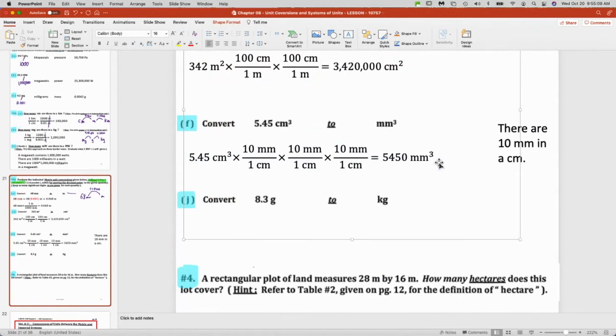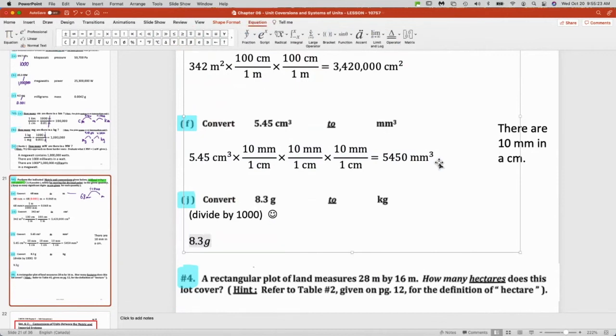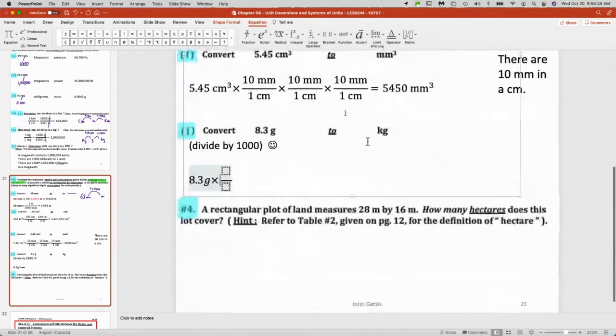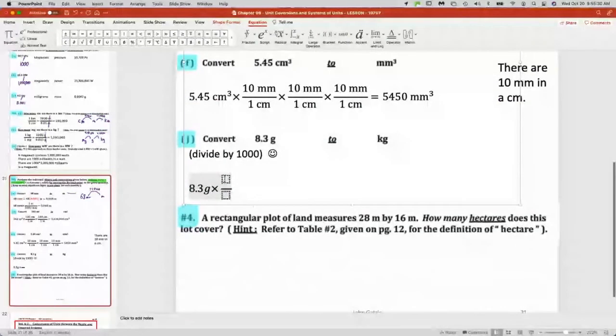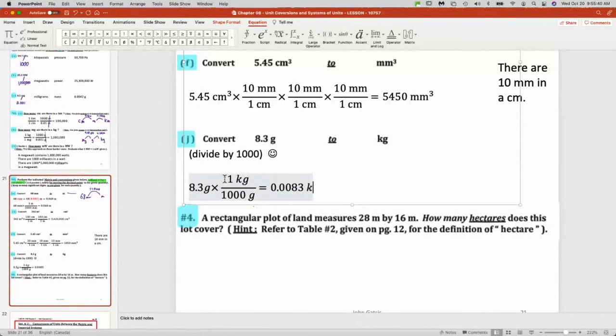This one's a bit more plain, grams to kilograms. Many of you know just to divide by 1,000. And if you want to do that, be my guest. I'm going to do it with the fraction approach, recognizing that in 1 kilogram, there are 1,000 grams, meaning we want to divide by 1,000. And then you can certainly just move the decimal point over.